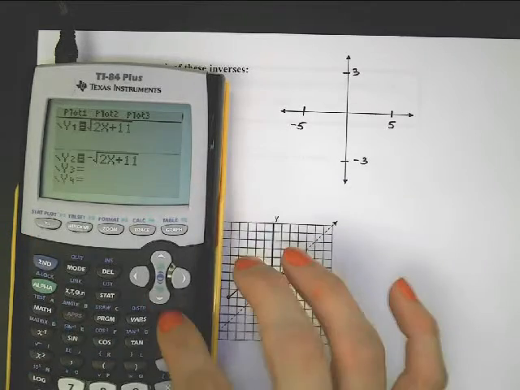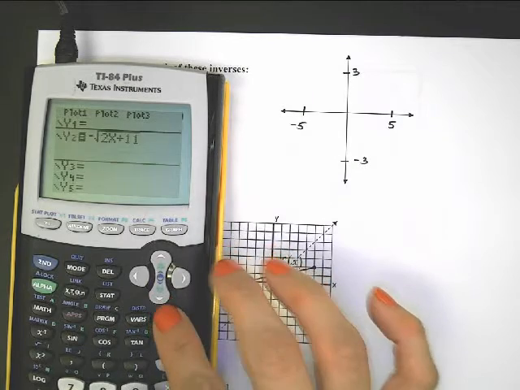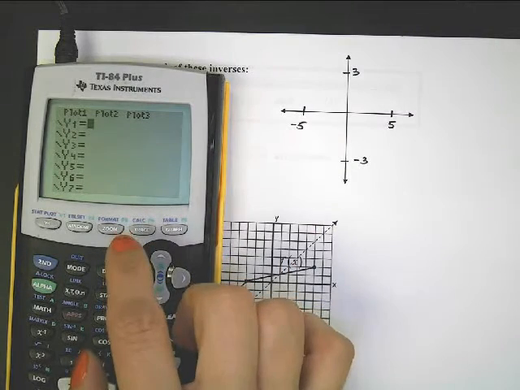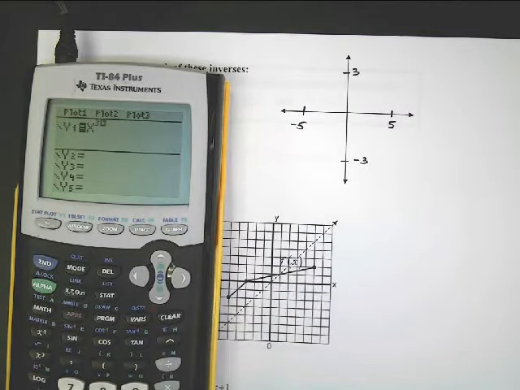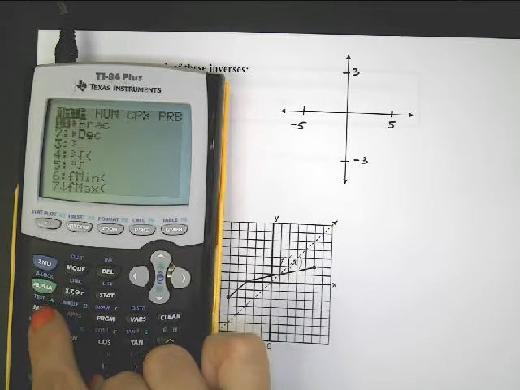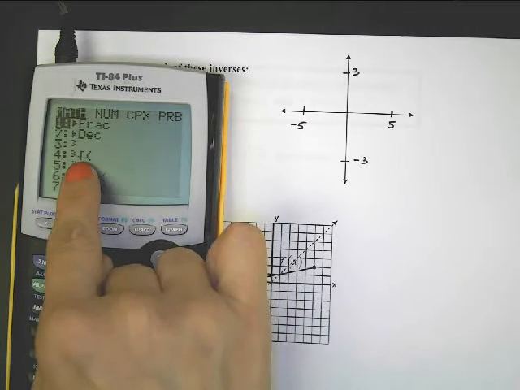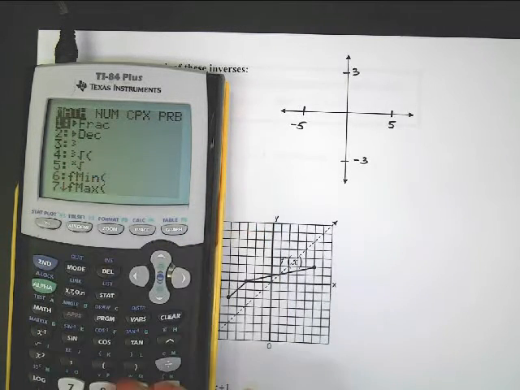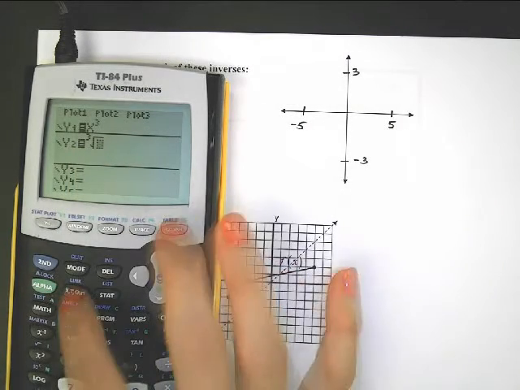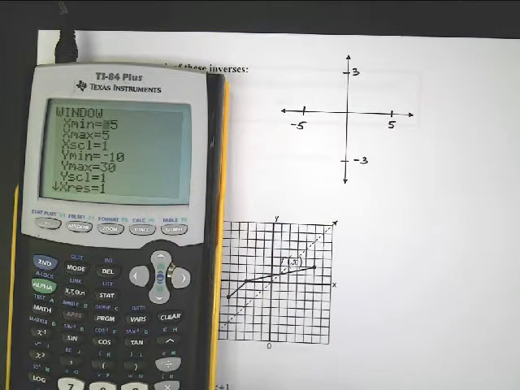So let's go to our y equals, get rid of anything that's in there. The first one is x cubed. The second one is the cubed root, which you have to push math. And there it is. Number 4 is the cubed root. 5 could be any root that you want. So I will do the cubed root of x. I'm going to change my window right away: -5 to 5, -3 to 3.